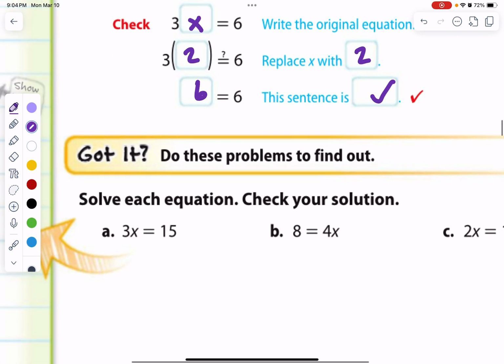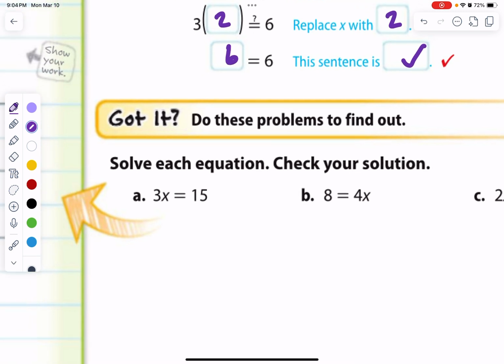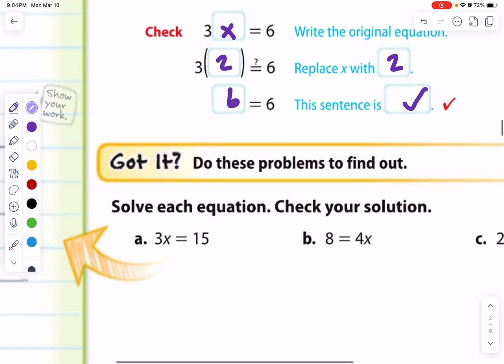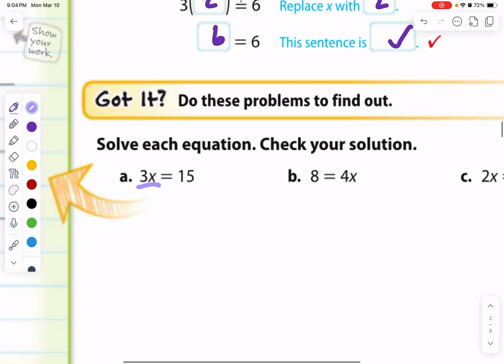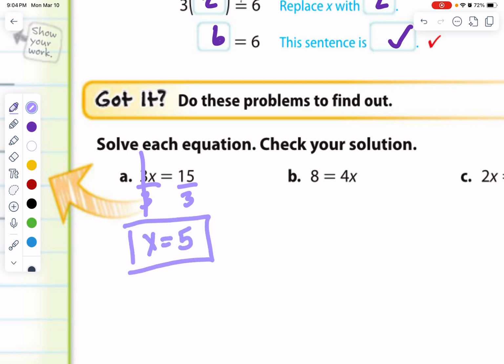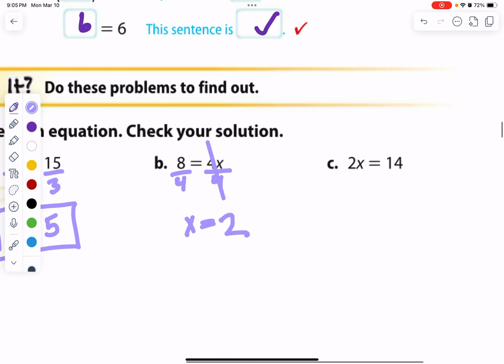Okay, let's try some on our own. All right, so we have 3x. The coefficient is 3. We'll divide by 3. That cancels out. Divide this side by 3, and x equals 5. Ta-da! Okay, the coefficient in this one is 4, so we'll divide by 4. That cancels out. Divide this side by 4, and x equals 2. 8 divided by 4 is 2.